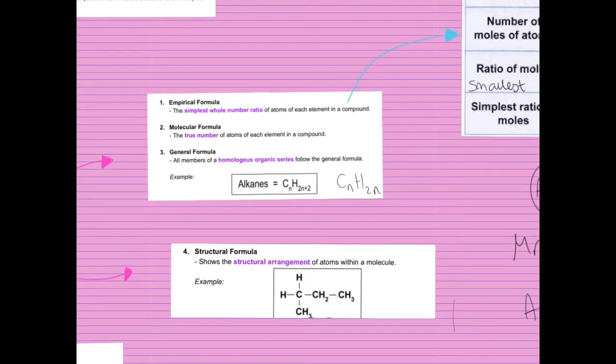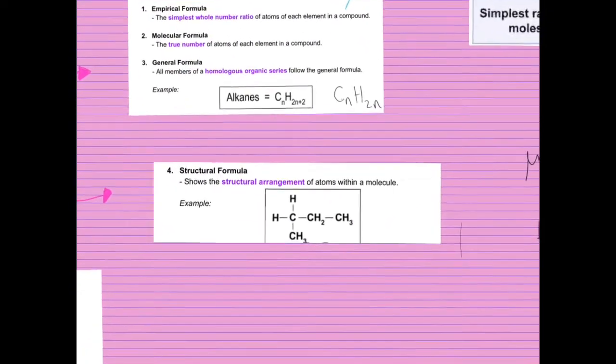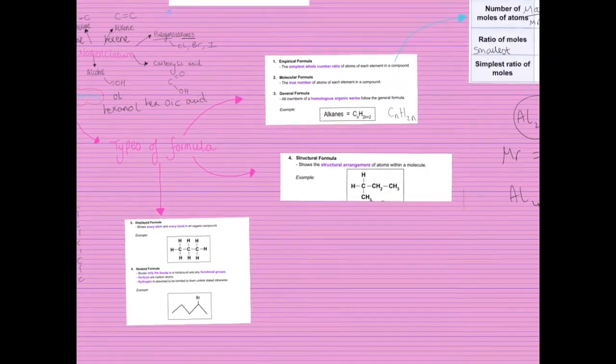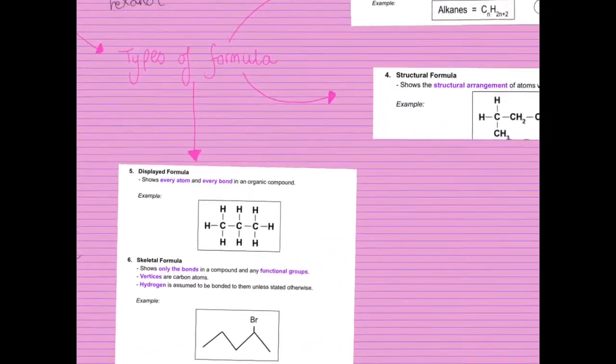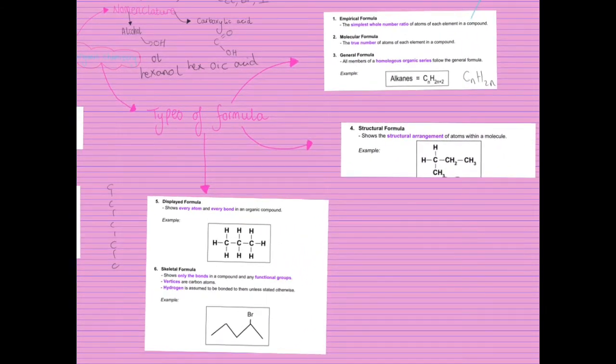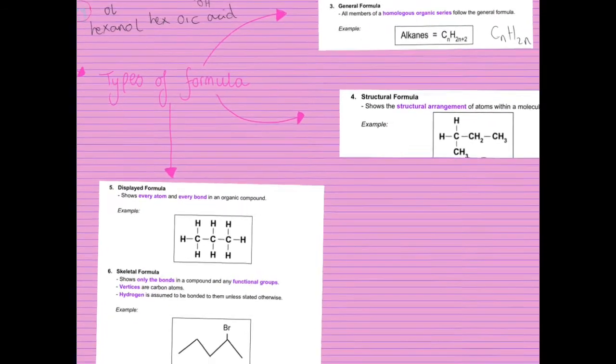Structural formula, so showing the structural arrangement of atoms within a molecule. So how are they worked out? Structural and displayed. Structural is just how they're arranged. Displayed, you have to show every single bond. So every single bond you have to show in displayed. So if they say structural, you can kind of just do it, make sure the carbons are bonded at the right place. Displayed is when you have to show every single bond.